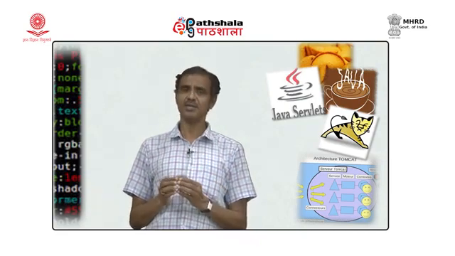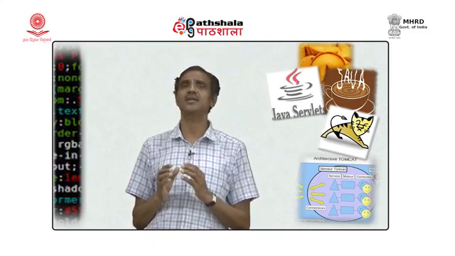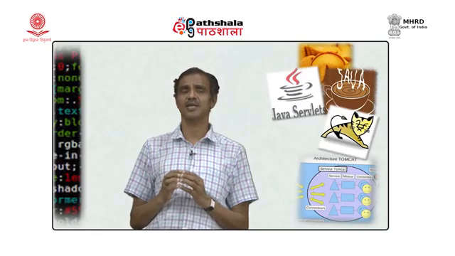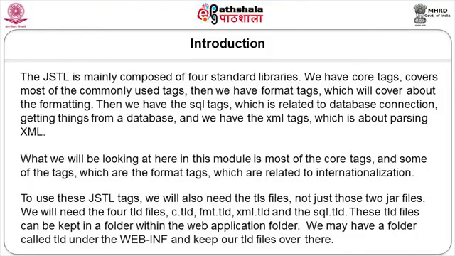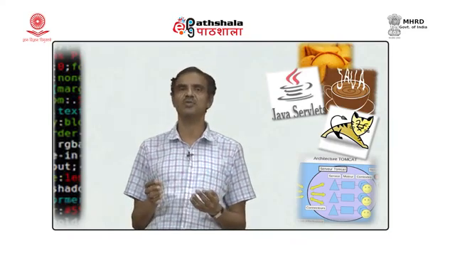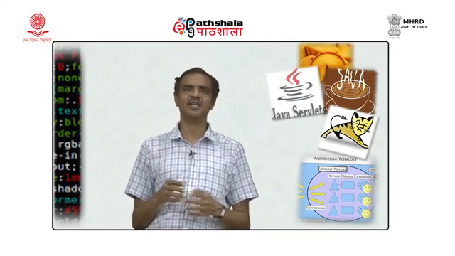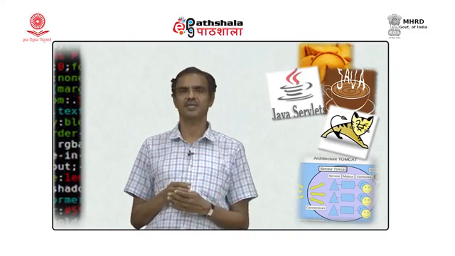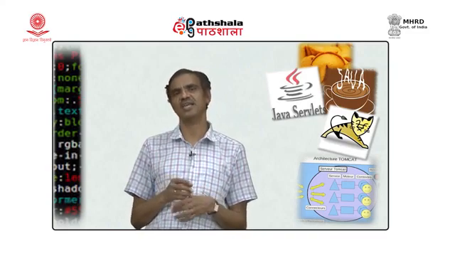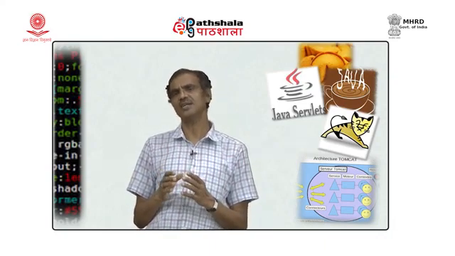JSTL is mainly composed of 4 standard libraries. We have core tags, which cover most of the commonly used tags. Then we have the format tags, which cover formatting. Then we have the SQL tags, which are related to database connection, getting things from a database, and we have the XML tags, which are about parsing XML. Those are the standard tag libraries.